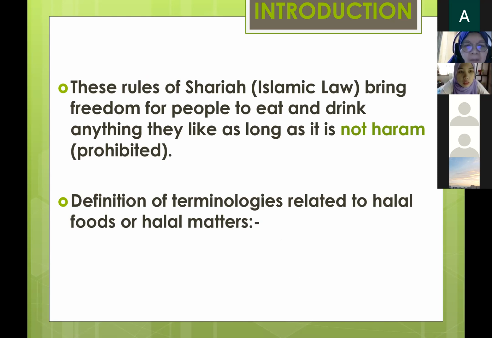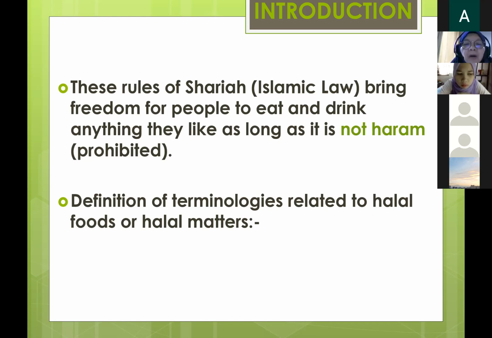halal matters or halal food is a way of life for the Muslim. Okay, for the Muslim, we have to do lawful things. You cannot do things that are haram. We cannot eat things that are haram. Okay, we have to eat halal food. See, it's like a way of life. Halal means a way of life.